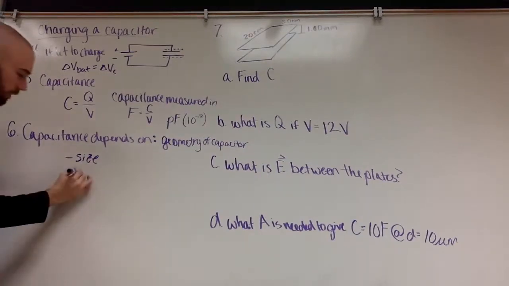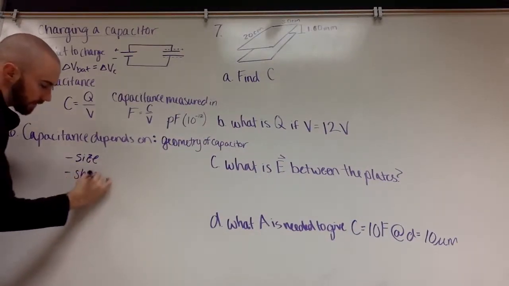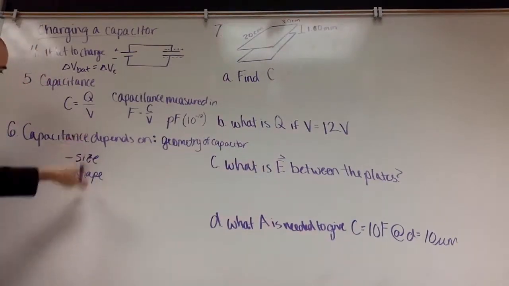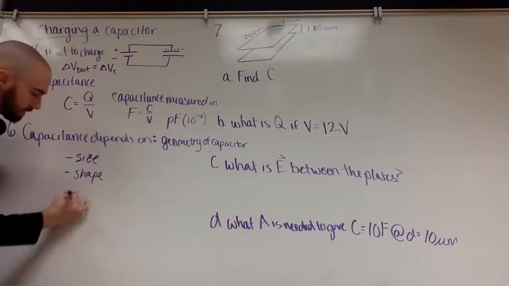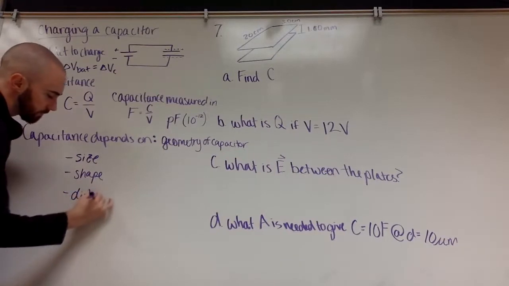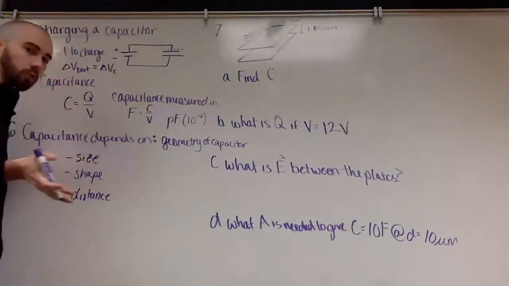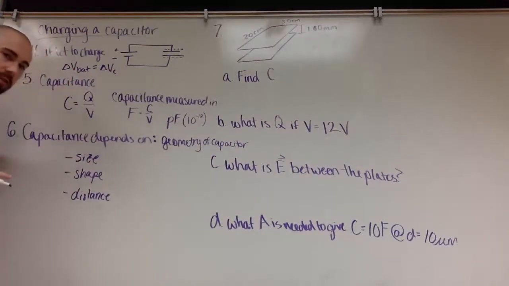The next thing, the shape of the plates. Again, that's just going to affect how much surface area. So both of these, you could say the surface area of the plates. And then the last thing is going to be the distance between the plates. We'll get into that in a little bit. There's one other thing that can affect it, but we'll get into that in the next section.